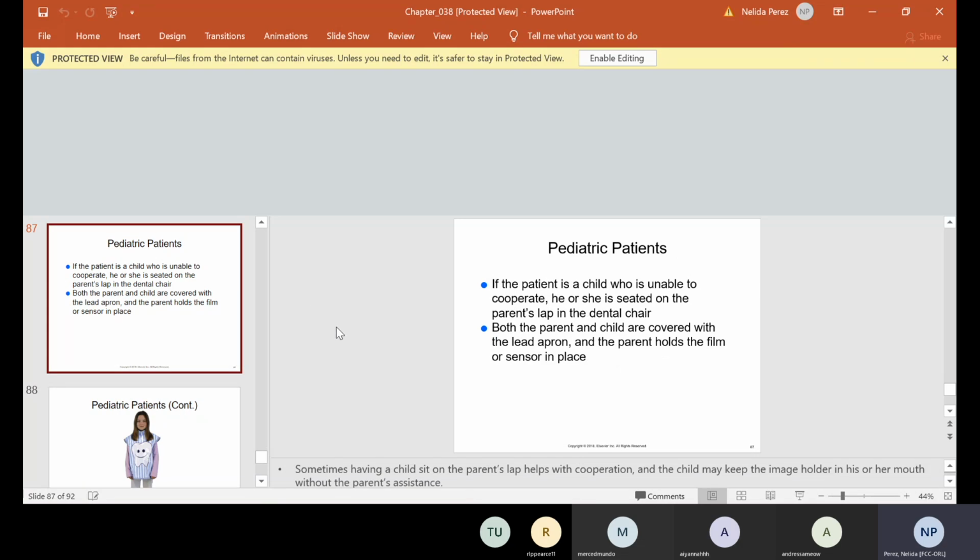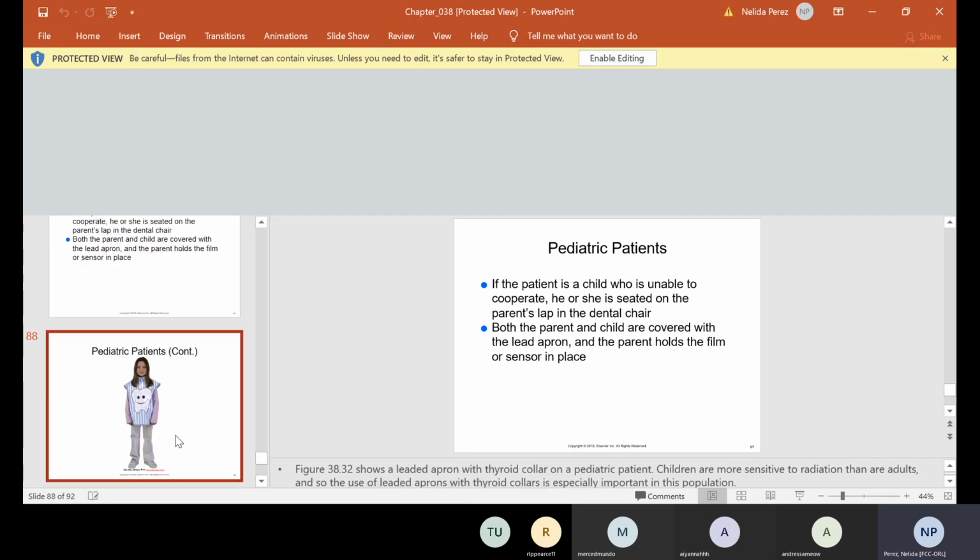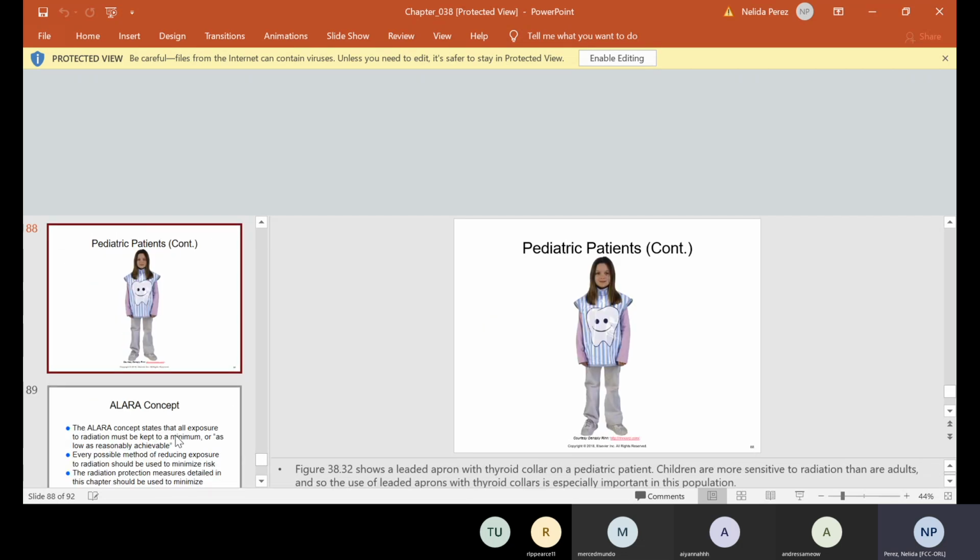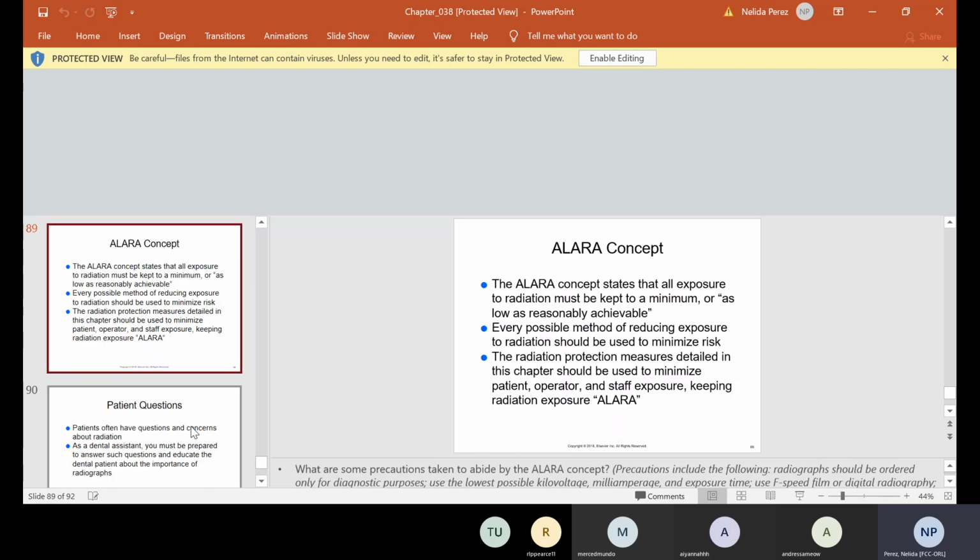Pediatric patients: if the patient is a child who's unable to cooperate, he or she is seated on the parent's lap in the dental chair, and then both the parent and the child are covered with the lead apron, and the parent holds the film or sensor in place. Does that happen often? Not really. Okay, and don't forget that on the control panel, there is the button for child, so make sure you change it from adult to child.